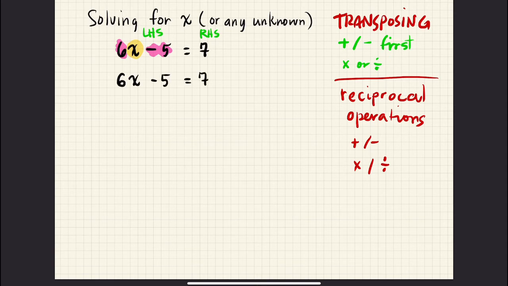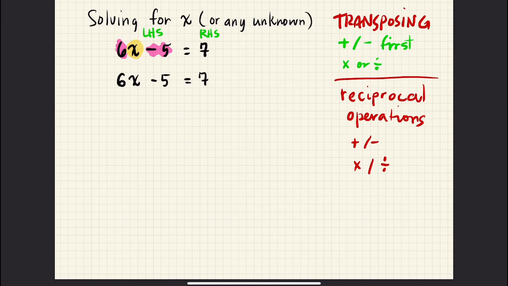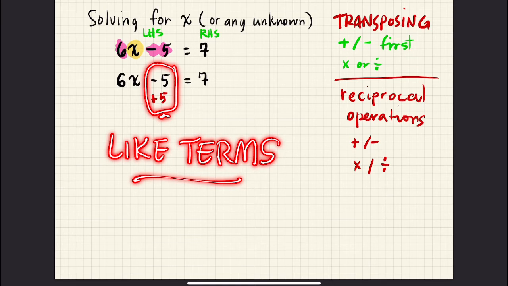The first step, we want to add or subtract first. There is a -5 here. So what do we do so we can move the -5 to the right-hand side of the equation? We need to use the reciprocal operation. What is the reciprocal of -5? The opposite of -5 is +5. Notice, I wrote the +5 right below the -5 because they are like terms. Make your life easy and simple. Put the like terms beside each other already so you can easily calculate later on.